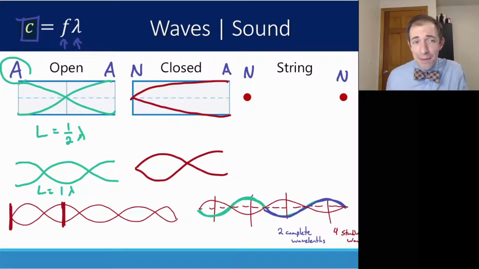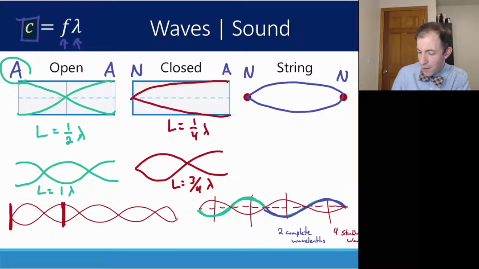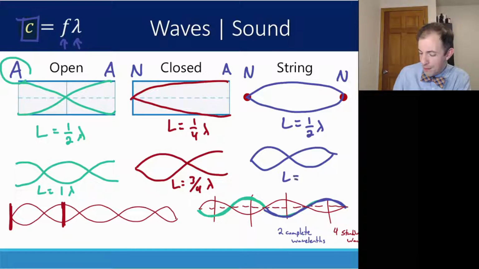Now I can do the same thing to figure out how the length of the instrument corresponds to the wavelength. The length here is 1/4 of a wavelength, and the length here is 3/4 of a wavelength. To do a string, it's the exact same thing, only we're going to do node and node. So first harmonic, second harmonic, looks something like that. Our rules are exactly the same as the open pipe system. It's half a wavelength and a full wavelength.